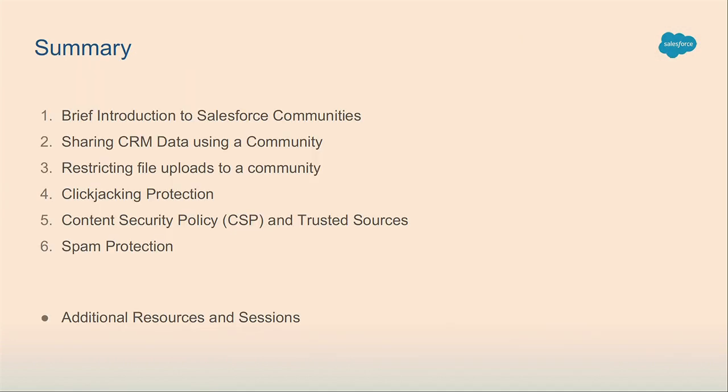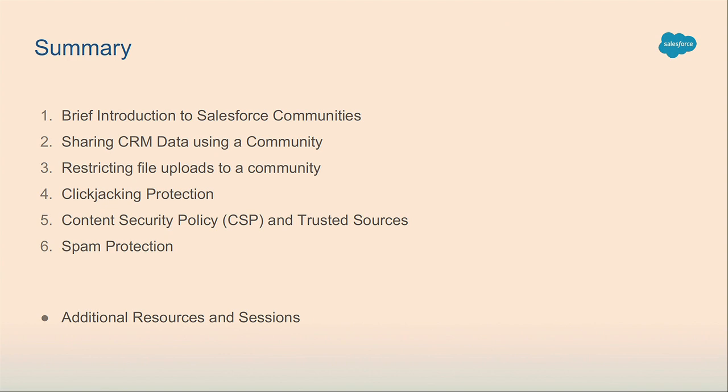With that, this is the summary. We started with discussing how you can securely share your internal objects with the external community and external community users. Then we saw how you can restrict the file type and file upload in terms of size and type for your files that are allowed to be uploaded. We talked about clickjacking protection, what it is, and how to protect against it. The default values are secure, but if you need to change those values, here is what you need to do.